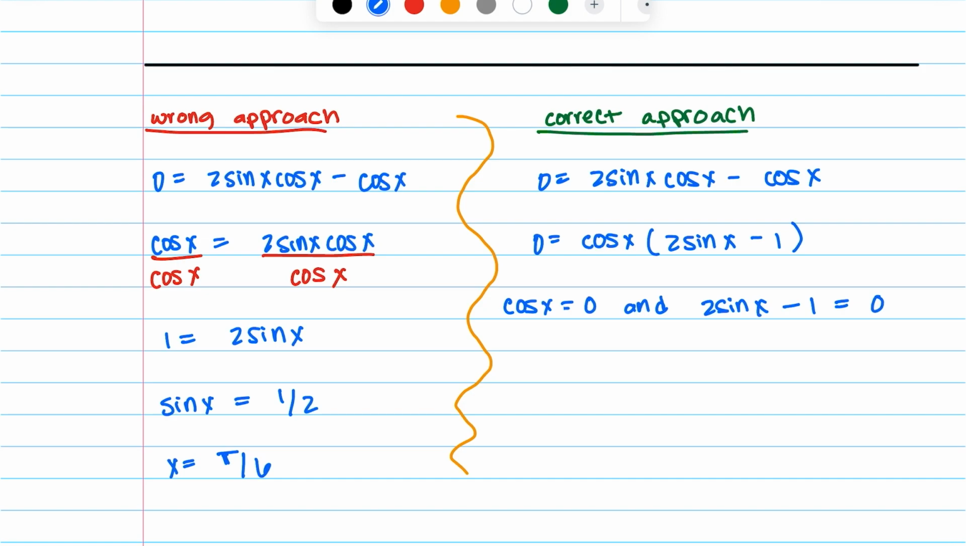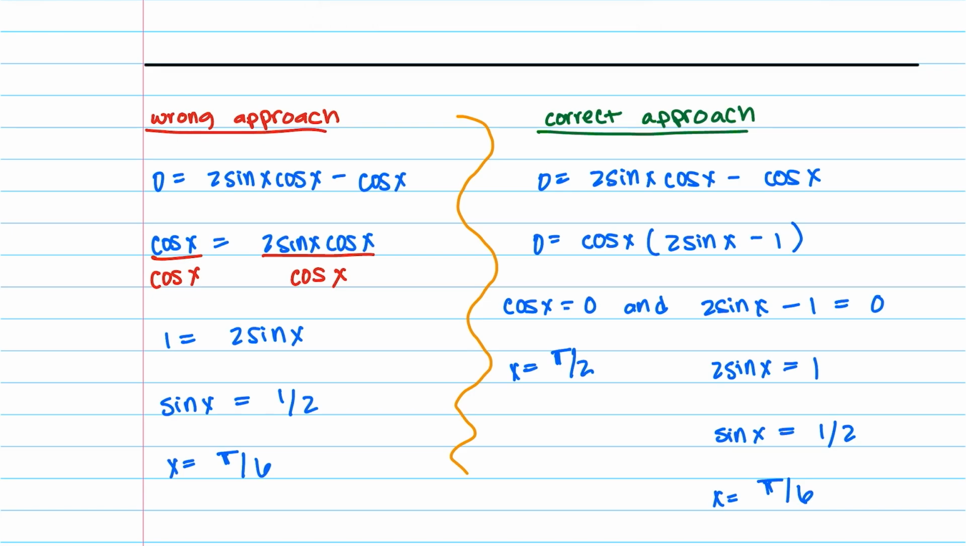And so for the first one, we know that cosine of x is equal to 0 at an angle of x is equal to pi over 2. For our second equation, we can cross over 1 to the other side by addition. And so we'll have 2 sine of x is equal to 1. And by dividing by 2, we'll get sine of x is equal to 1/2. And so on the unit circle, sine of x is equal to 1/2 at an angle of pi over 6.